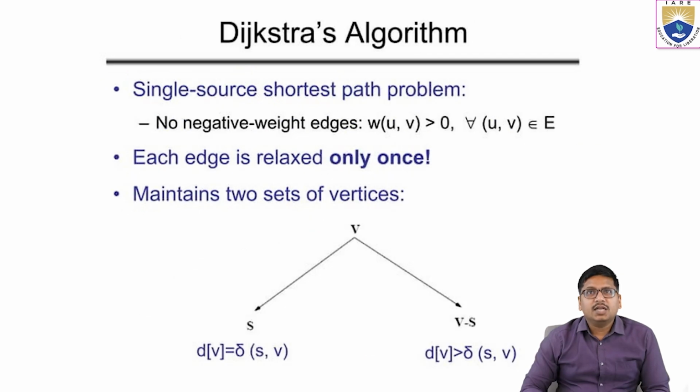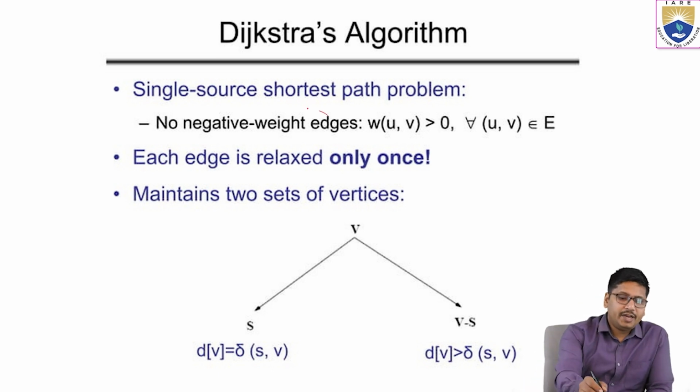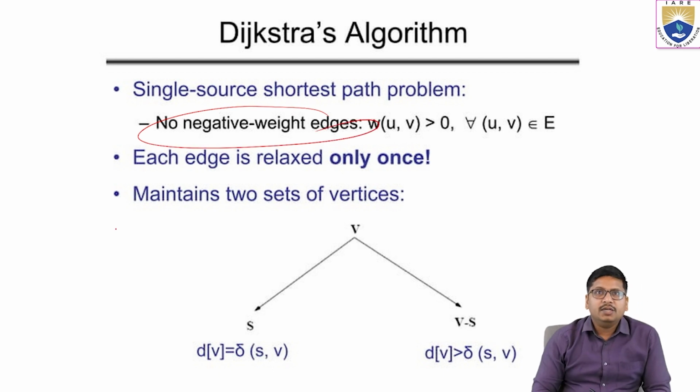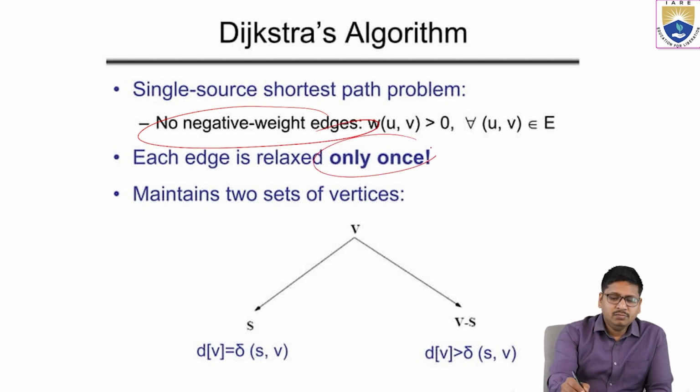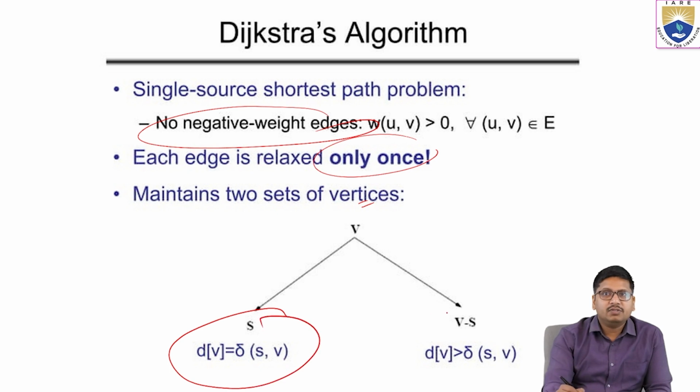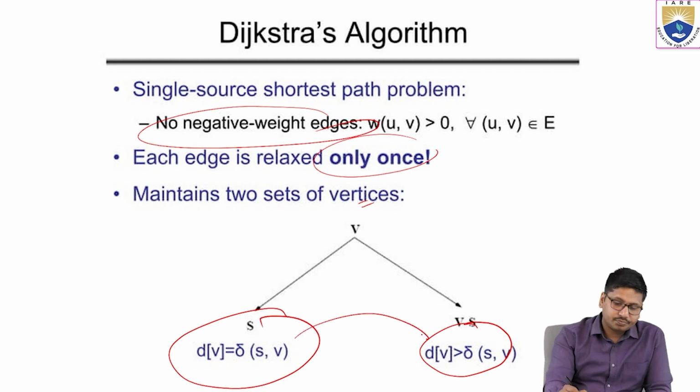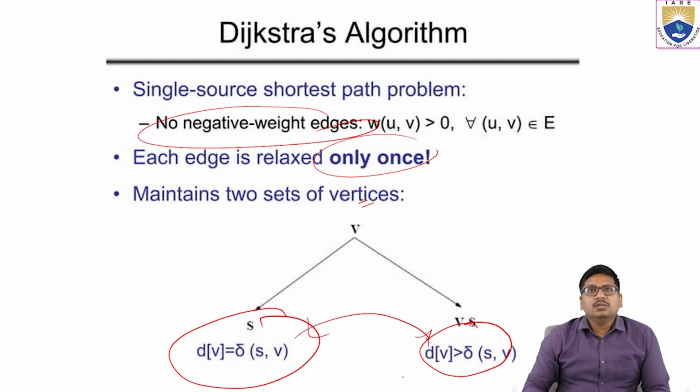Our next one is Dijkstra's algorithm. Normally Dijkstra's algorithm is going to be used for the single source shortest path problem. Here no negative edge weights are going to be considered, and each edge is going to be relaxed only once, maintaining two sets of vertices, where d[v] is equal to δ(s, v) and d[v] is greater than δ(s, v). So according to Dijkstra's algorithm, this should be the single source shortest path problem, and each edge is going to be relaxed while maintaining the two sets of vertices.